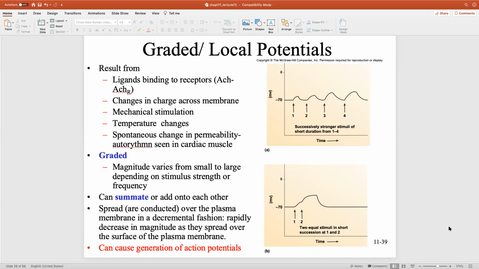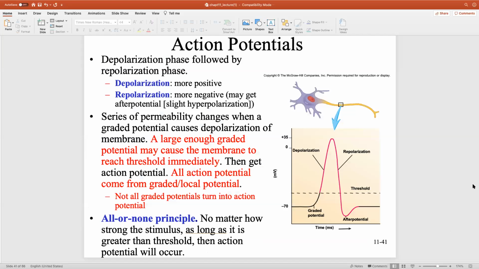So local potentials can turn into action potentials. All action potentials are caused by local potentials that have hit threshold and turn into an action potential. But not all local potentials are strong enough to hit threshold. So some local potentials just fizzle out, right? So right here again, if a graded potential or local potential is strong enough to hit threshold, then you'll have a full out depolarization. Voltage gated sodium channels open here, you depolarize, voltage gated potassium channels open here, and you repolarize.